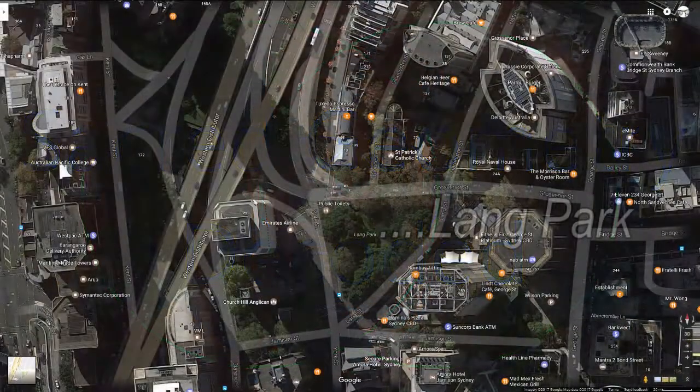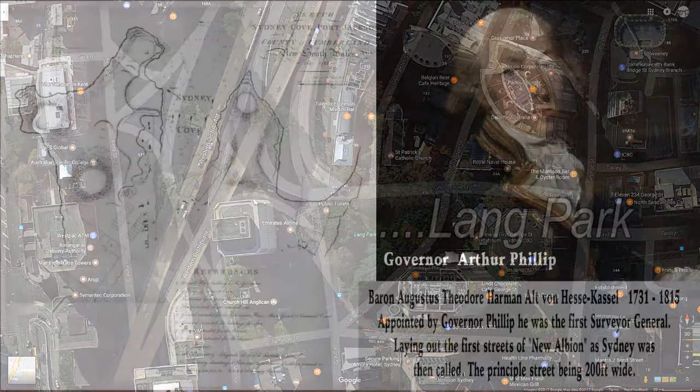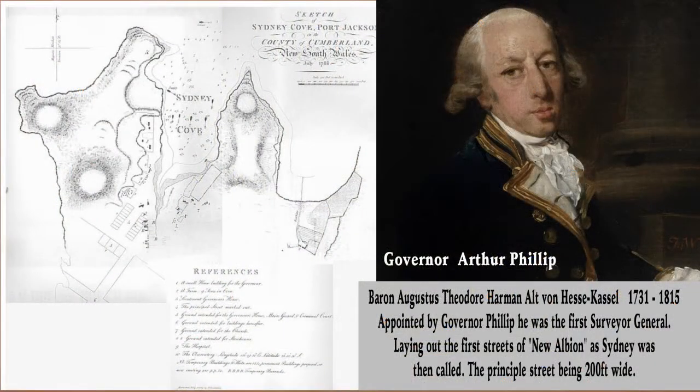Hello, in this video I want to have a look at the area around Lang Park in Sydney, bordered by Grosvenor, Lang Street and York Street, and further the connections from previous videos just to show that this is definitely part of a connection. Now, just a brief history, what is now Lang Street was originally the original high street, the principal street of Sydney.